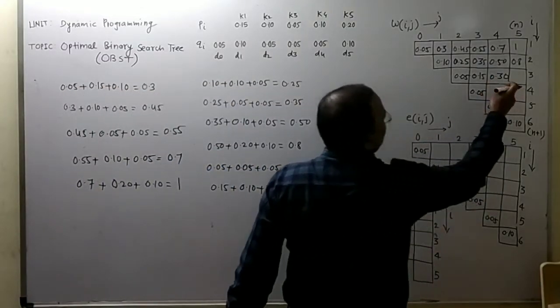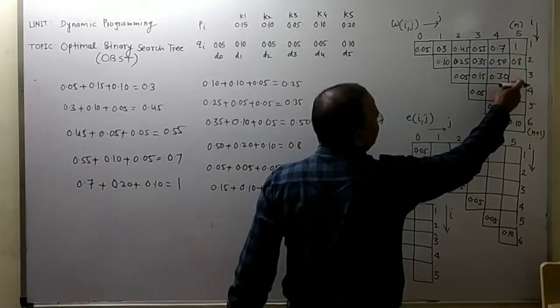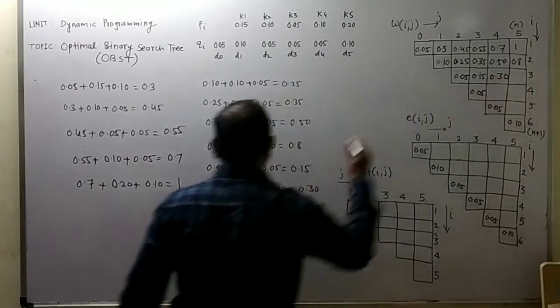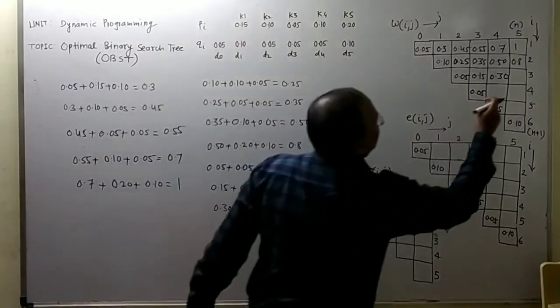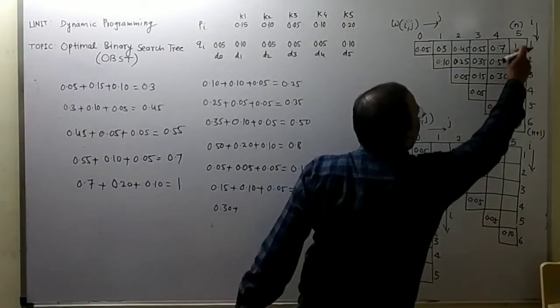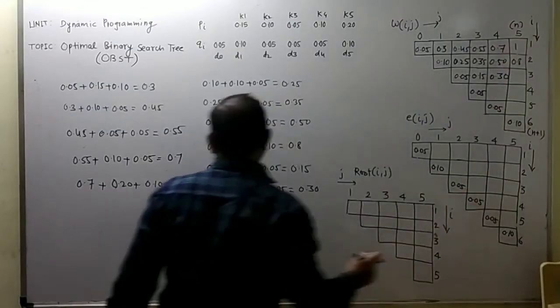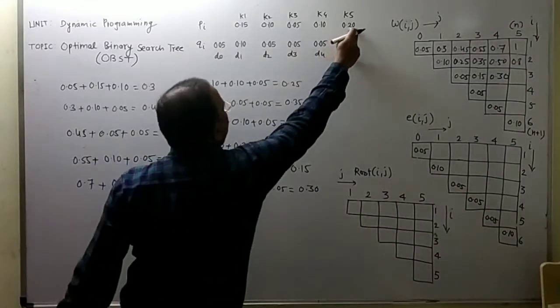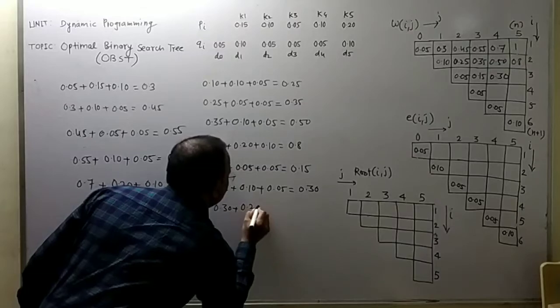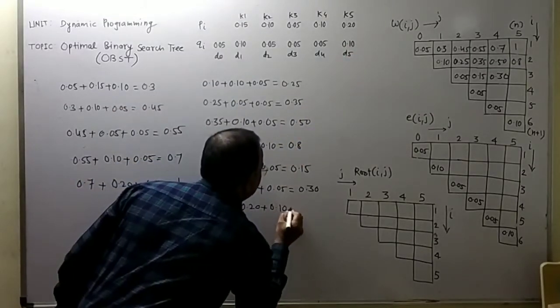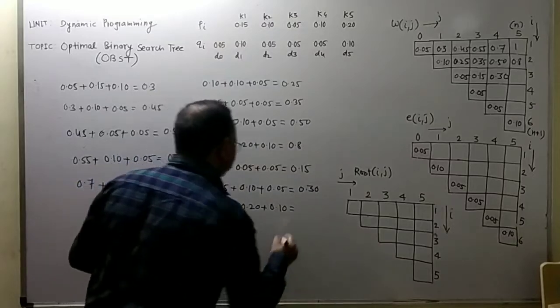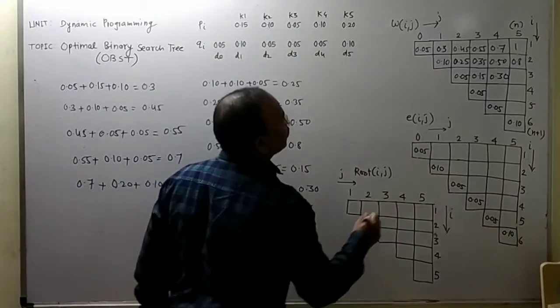0.30. Then the value for this cell is nothing but 0.30 plus the probability of K5 and D5, so K5 is 0.20, D5 is 0.10, is equal to 0.6.